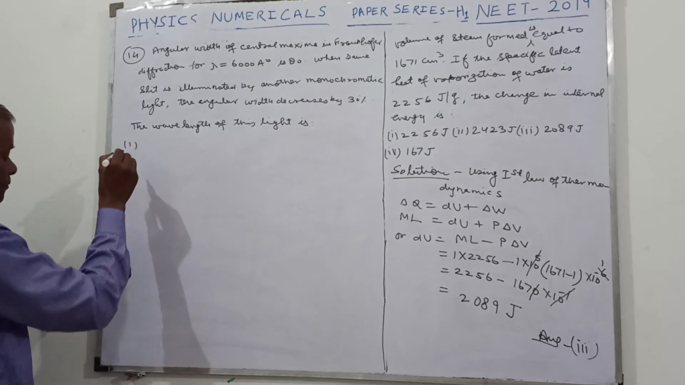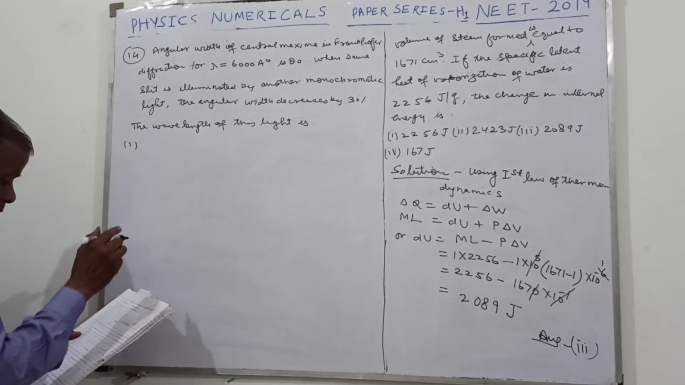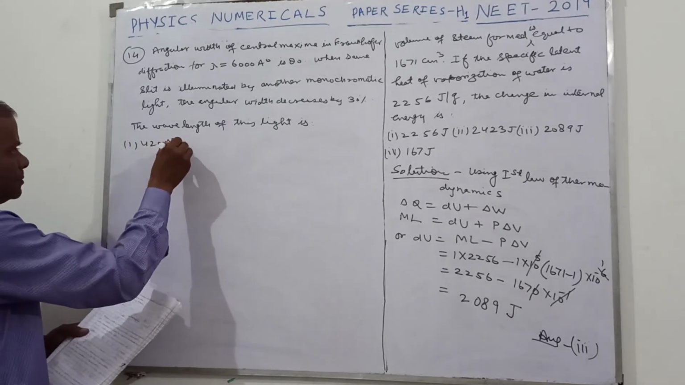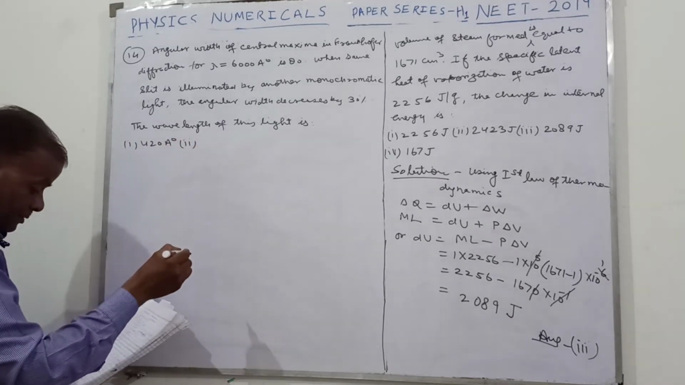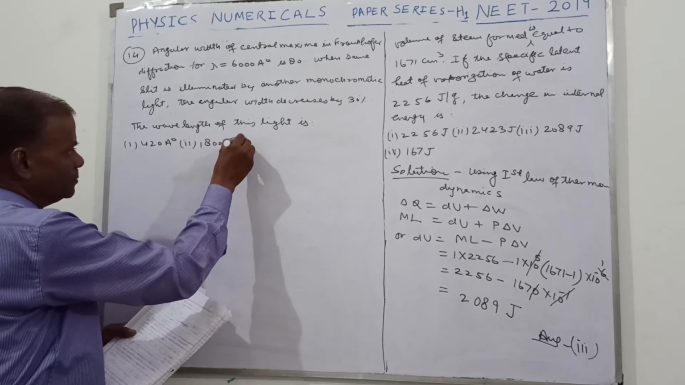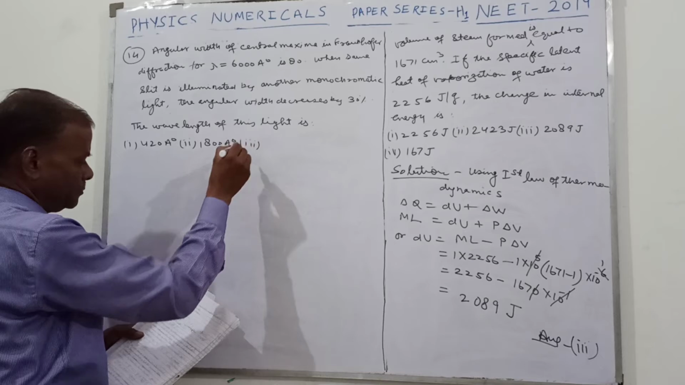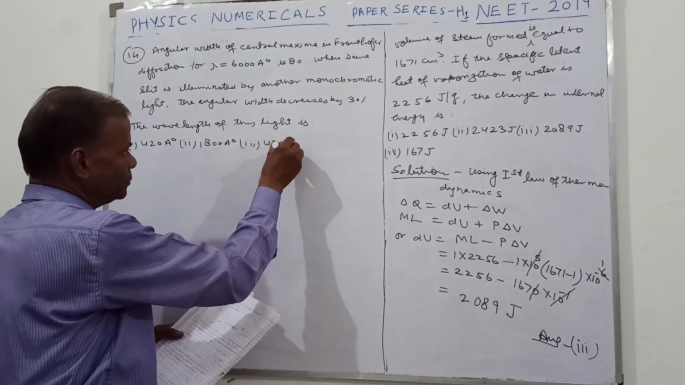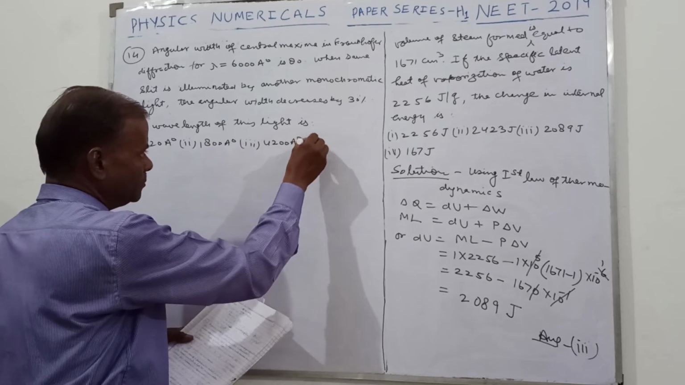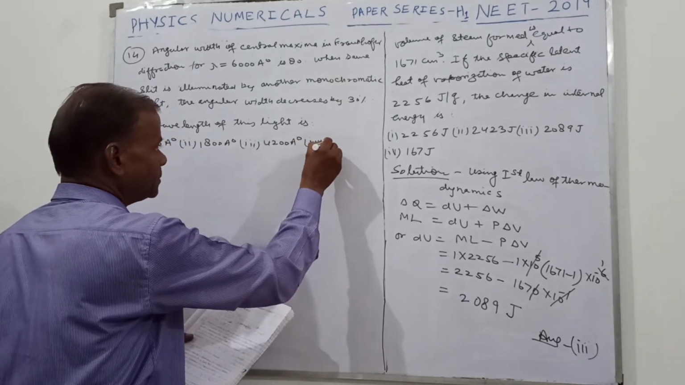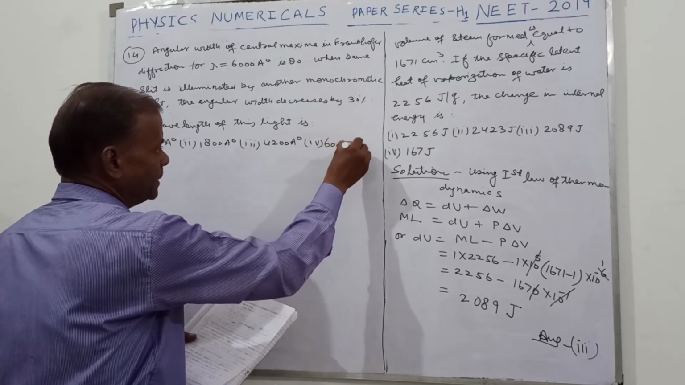Number 1, 420 angstrom, second 1800 angstrom, third 4200 angstrom, and fourth is 6000 angstrom.